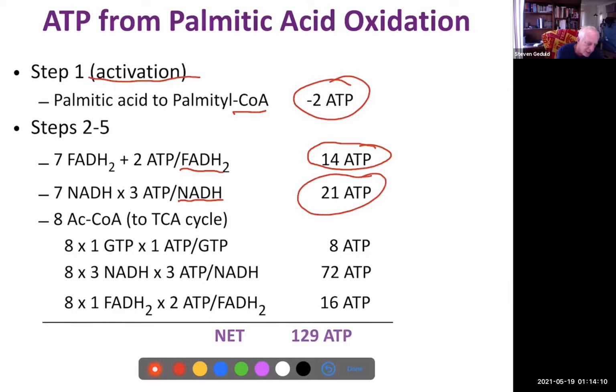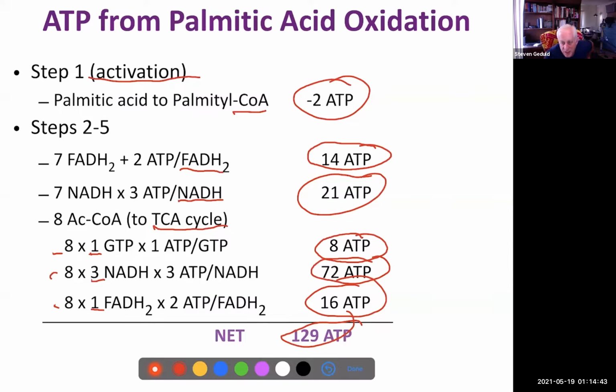Now you enter the citric acid cycle. It produces 1 GTP, 3 NADHs, and 1 FADH2 for every turn, and you're going to have 8 cycles, so we multiply each of those by 8. You end up with 8 ATPs from your GTP, 72 ATPs from your NADH, and 16 ATPs from your FADH2. Add all that together and subtract 2, and you get 129 ATPs. That's how it's calculated. Is that making sense? I hope.